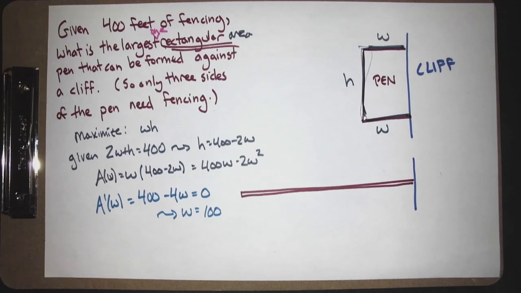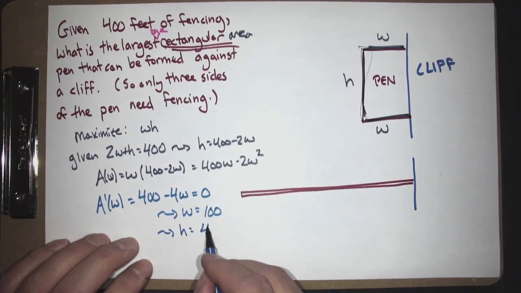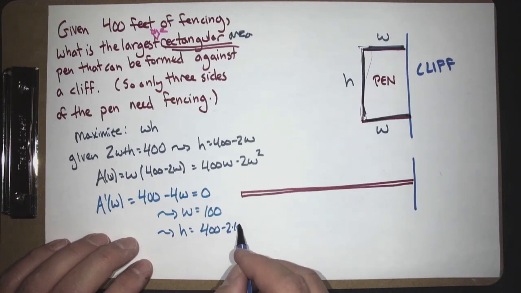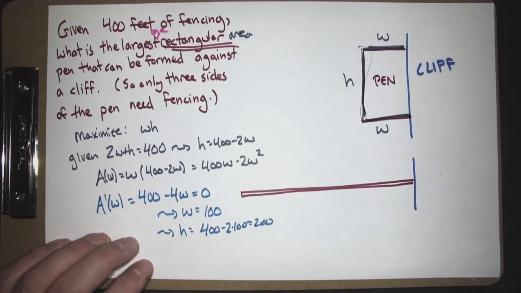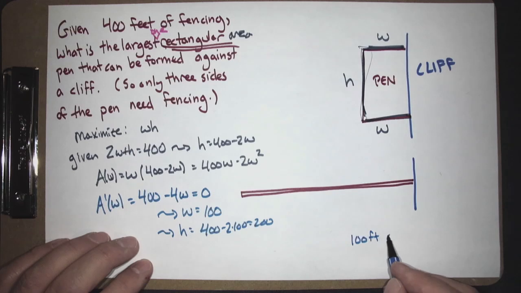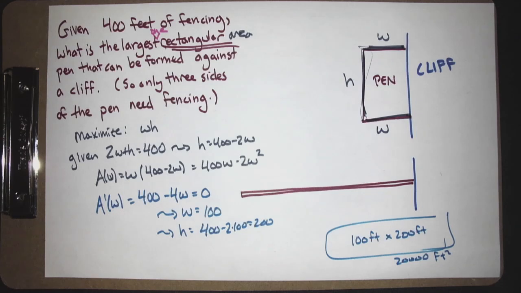So w is 100. What would h be? It's 400 minus 2 times 100, which is 200. So the claim is that the largest we can do is 100 feet by 200 feet. That's the largest rectangular area. It would give us a total of 20,000 feet squared of area.